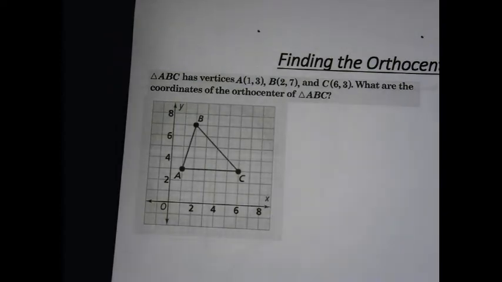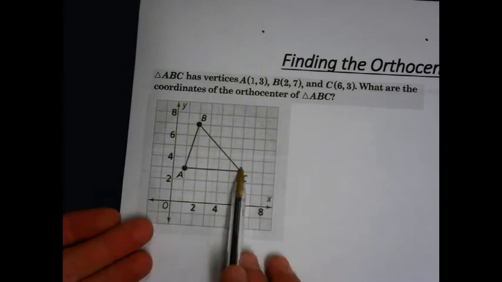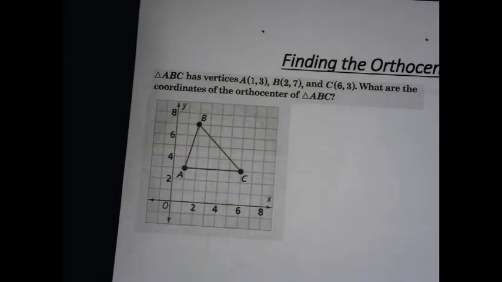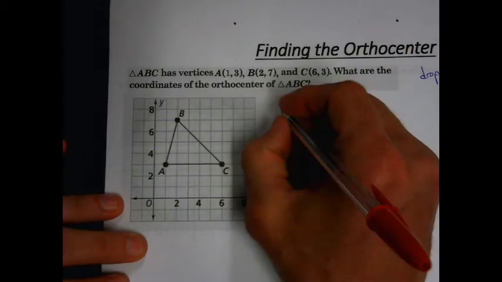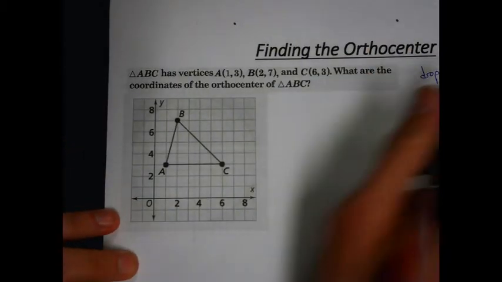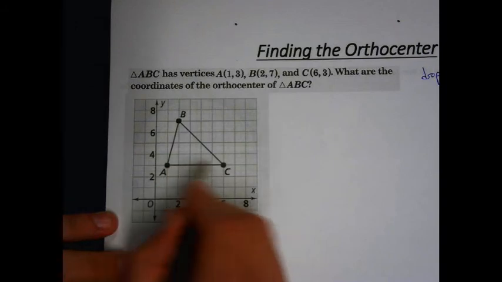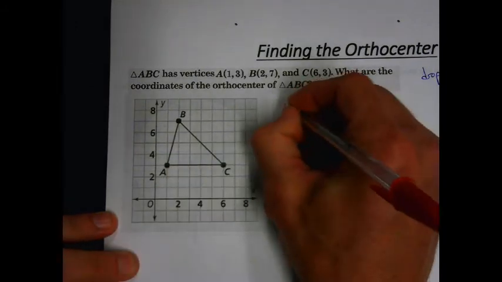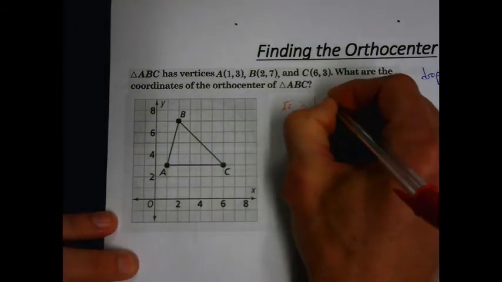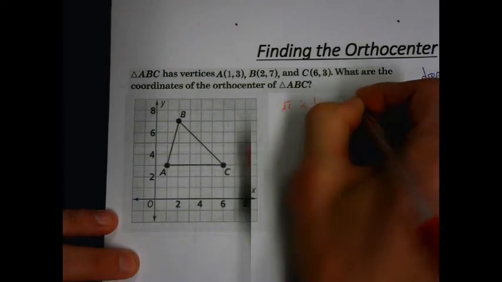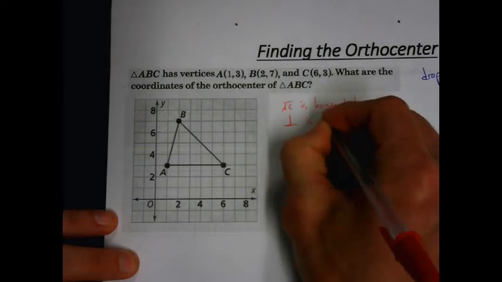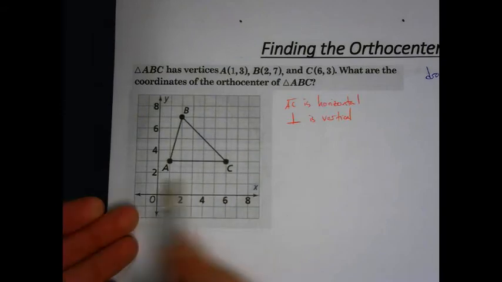Now, look at the sides of the triangle. Are there any easy sides to pick? I think the first thing to do would be to look for horizontal or vertical sides. And check this out. AC is horizontal. That means perpendicular to that is going to be vertical. Perpendicular to horizontal is vertical.